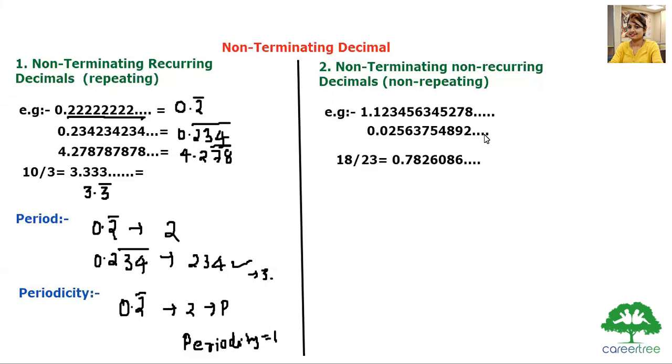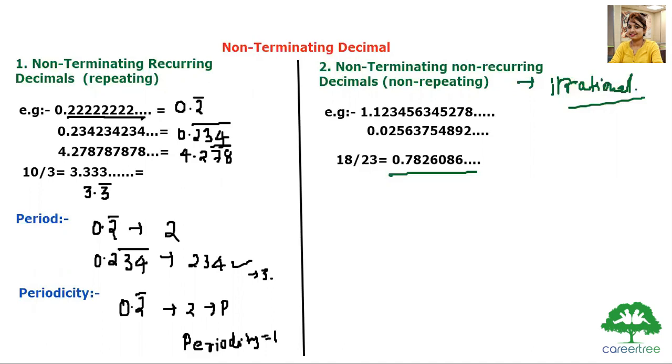So this type of example we call a non-terminating, non-recurring decimal, and this is called an irrational number. These are examples of irrational numbers. An irrational number is nothing but a non-terminating, non-recurring decimal. In fraction form, if you take 18 by 23, you are going to get this type of decimal, and this is also a non-terminating, non-repeating decimal.